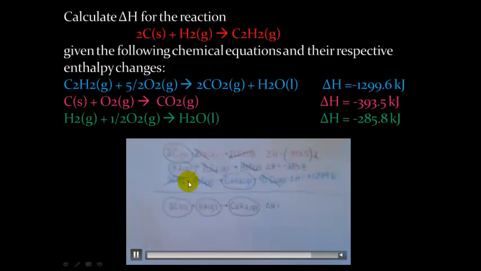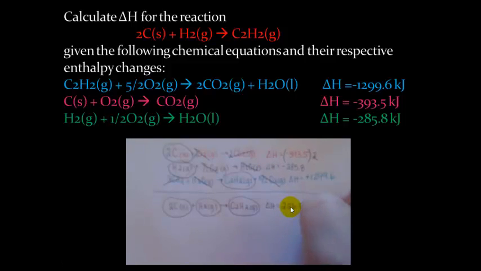And when we've canceled everything out, if we just circle what's remaining, we have 2 carbons plus a hydrogen and a C2H2, which is what we wanted in red to start with. So now that we know that our equation is going to be correct, all we have to do is add together our delta H's, and we will get the overall delta H for this reaction, which is 226.8 kilojoules.